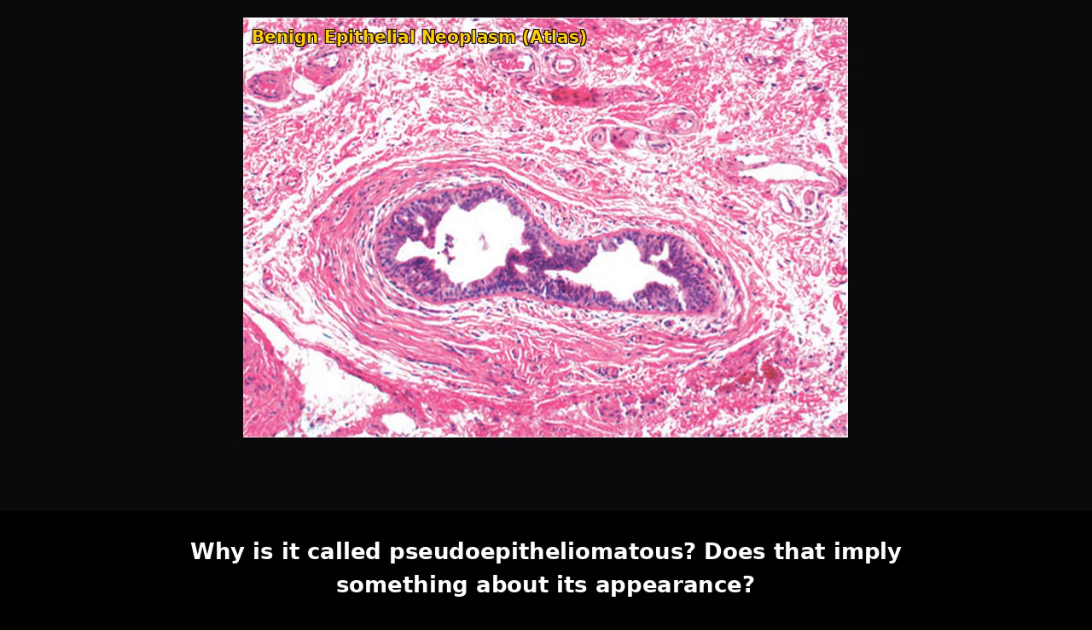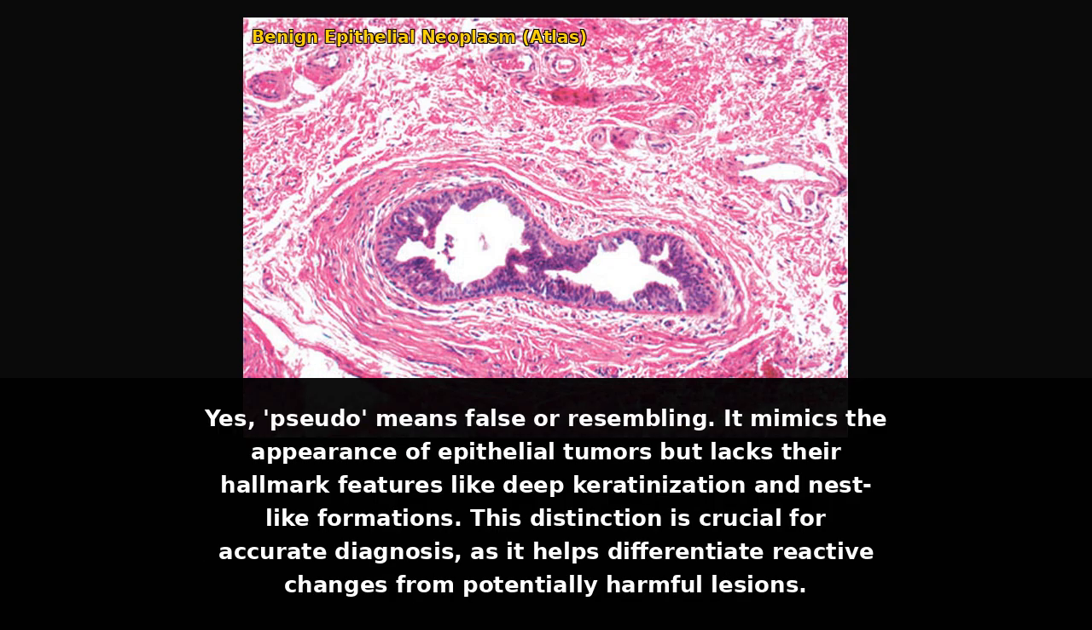Does that imply something about its appearance? Yes, pseudo means false or resembling. It mimics the appearance of epithelial tumors, but lacks their hallmark features like deep keratinization and nest-like formations. This distinction is crucial for accurate diagnosis as it helps differentiate reactive changes from potentially harmful lesions.